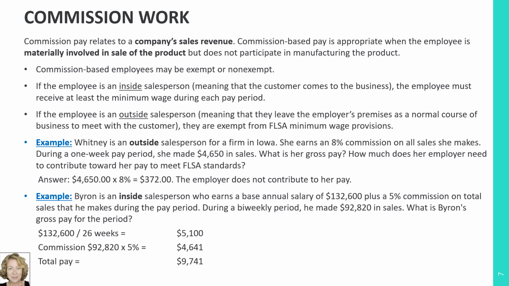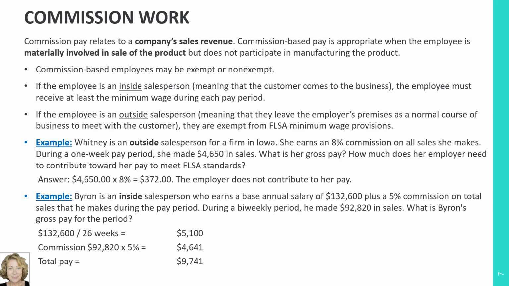Take the number of sales that the person made times 8%, and that's $372. Perhaps not that great of a sale week. But let's look at Byron. He's an inside salesperson. He earns an annual salary of $132,600 plus a 5% commission on total sales that he makes during the pay period. So during a biweekly period, he had $92,820 in sales. How much is he getting paid?